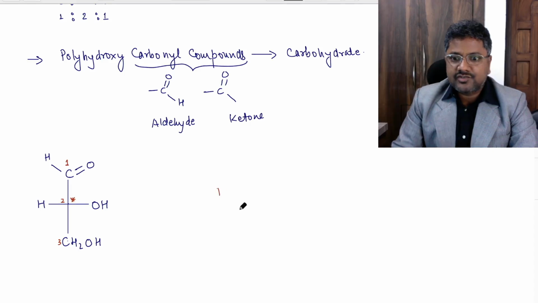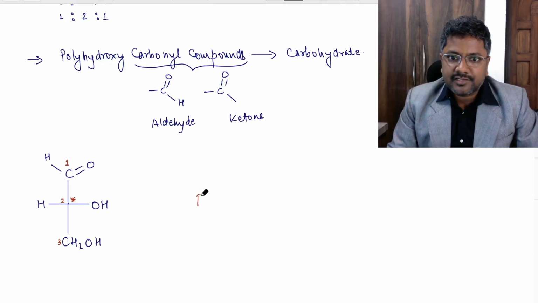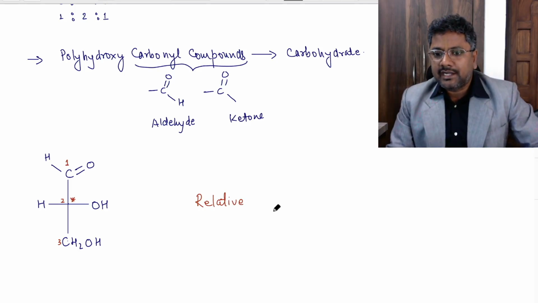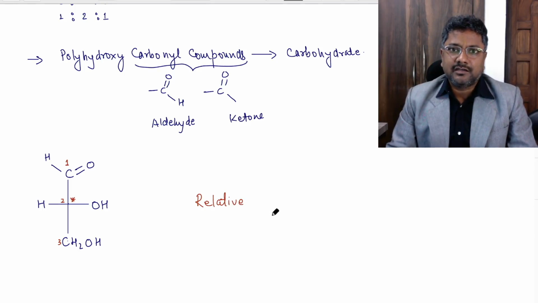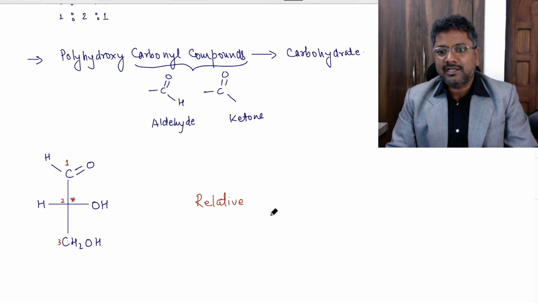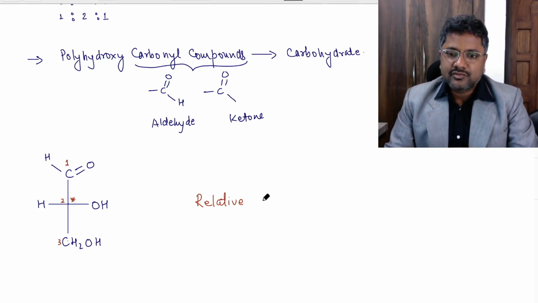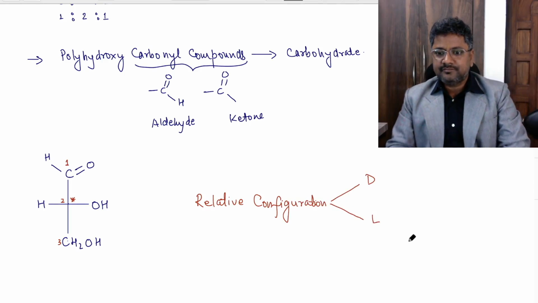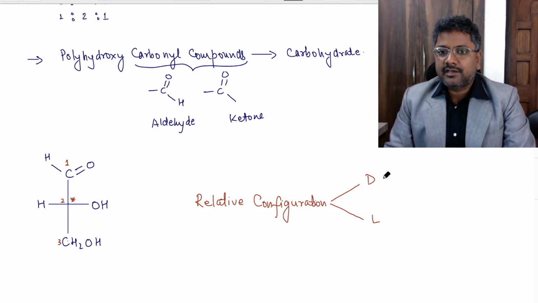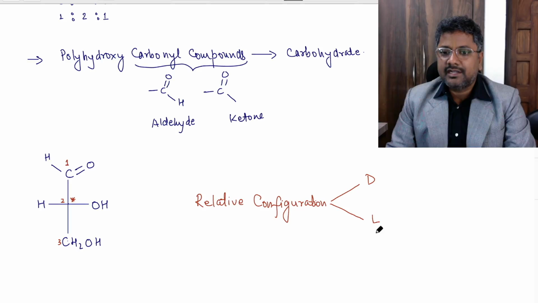This is the relative configuration, although nowadays it is obsolete. Nowadays only R and S absolute configuration is in use, but in carbohydrate chemistry and in amino acids, the D and L nomenclature is still used. This is called relative configuration, and we have two types, capital D and capital L. Capital D is not necessarily dextrorotatory, and capital L is not necessarily levorotatory. That's why capital D and capital L are distinguished.